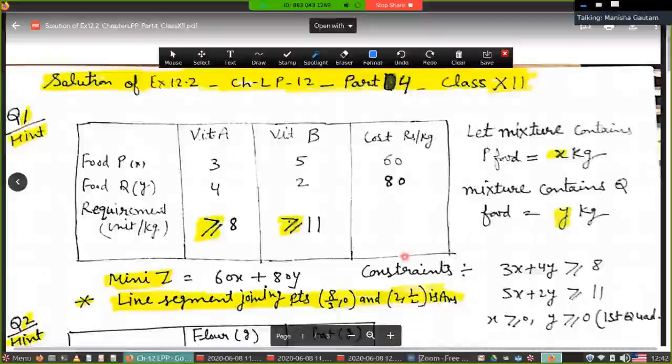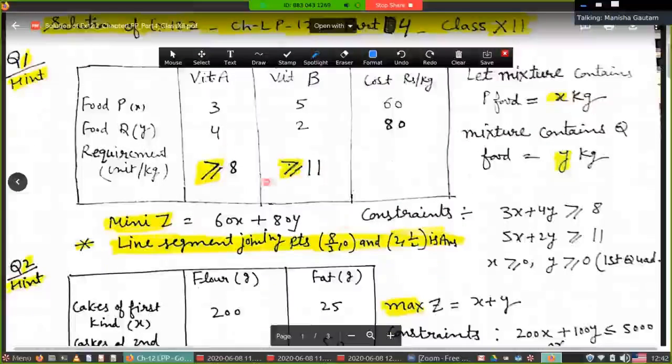So for vitamin A, the values are 3 and 4. When you mix the P and Q types of foods, the constraint becomes 3x plus 4y greater than or equal to 8. And the constraint in the case of vitamin B becomes 5x plus 2y greater than or equal to 11. And you have to minimize the cost. You have to mix the food so that the mixture's cost is minimum.